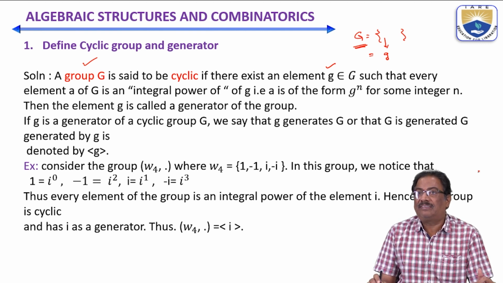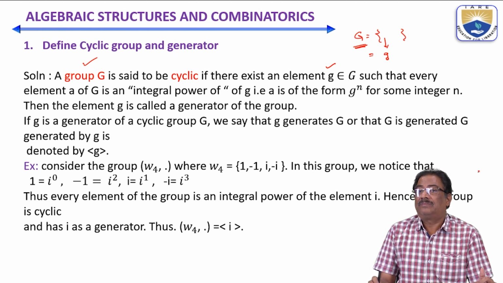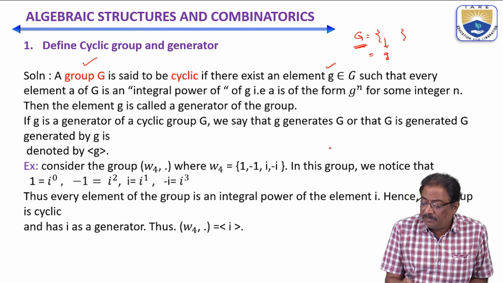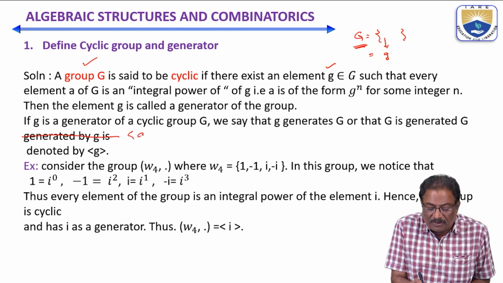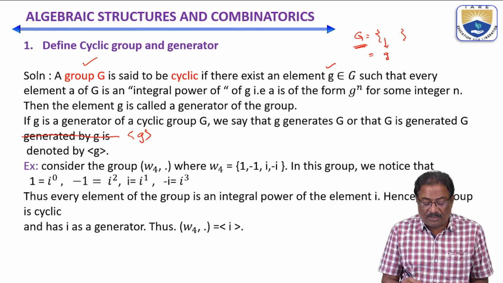So if g is a generator of a cyclic group G, then we say that g generates G, or that G is generated by g, and it is denoted like this. Let me explain by taking one example.